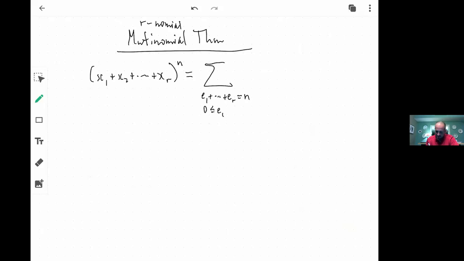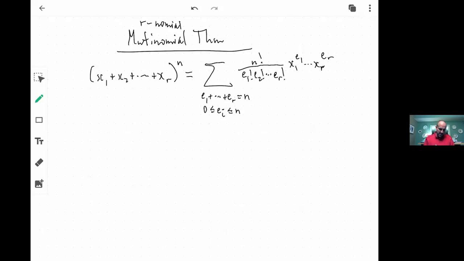0 is less than or equal to Ei is less than or equal to n. Okay. It's going to be n factorial. I always like to just write these out. I don't like to use that multinomial coefficient notation. I just write it out, n factorial, because it reminds me of where this came from, the arrangement with repetition thing. Okay. n factorial over E1 factorial, E2 factorial, dot dot dot, Er factorial. It's going to be x1 to the E1, dot dot dot, xr to the Er.